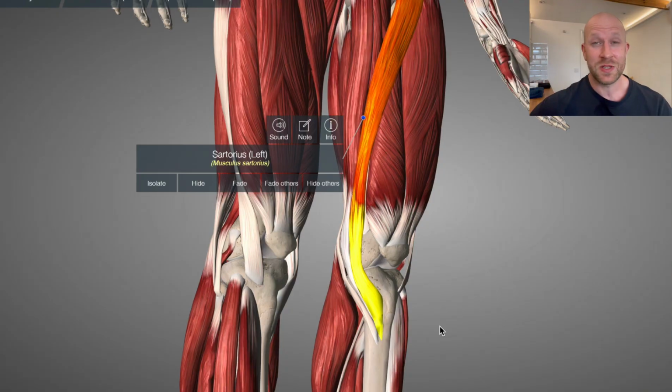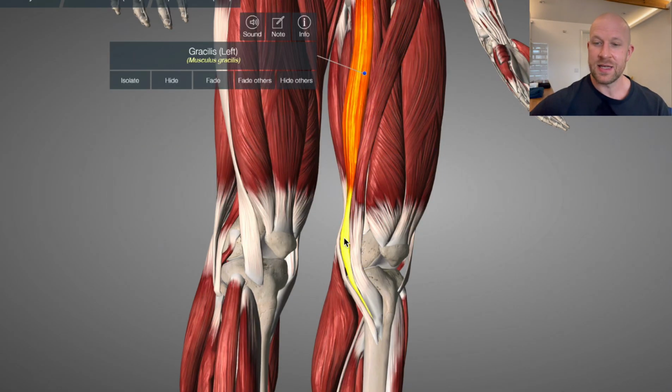Pes anserine means goose's foot in Latin, and geese have 3 toes, and those toes are represented by the 3 muscles that insert into that tendon. We also refer to those as the SGT group. SGT: S, sartorius, G, gracilis, and T, the tendon of semitendinosus.